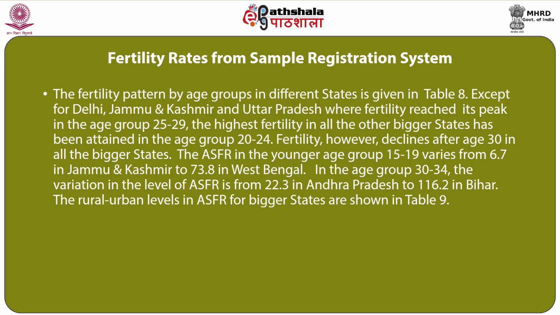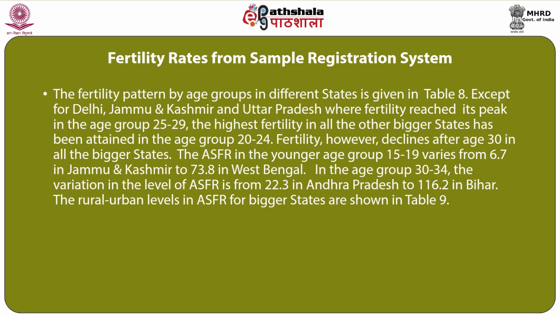The next variation is the fertility pattern by age groups in different states, as given in the table. Except for the states of Delhi, Jammu and Kashmir and Uttar Pradesh, where fertility level reached its peak in the age group of 25 to 29 years, the highest fertility in all the other bigger states has been attained in the age group of 20 to 24 years. Fertility level, however, declines after age 30 in almost all the bigger states.